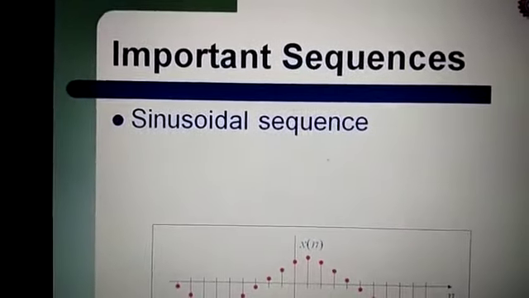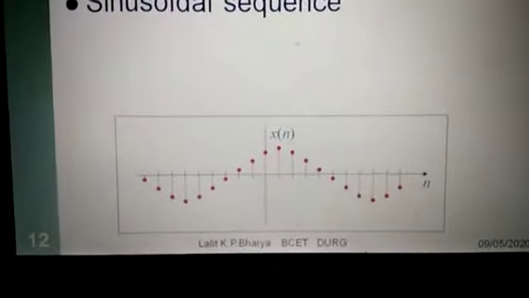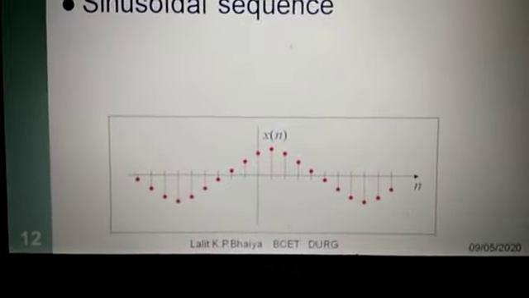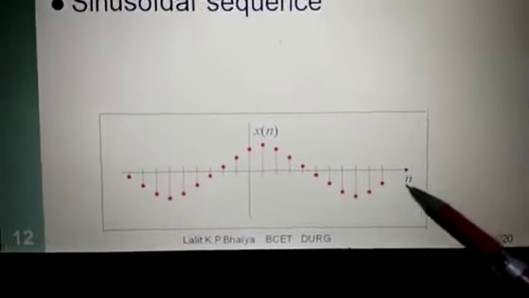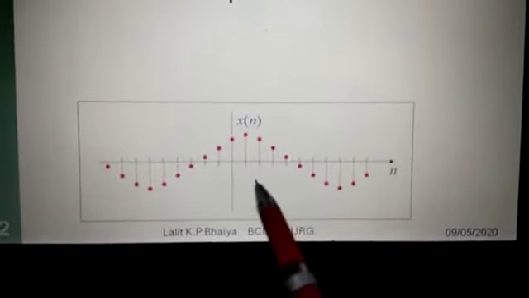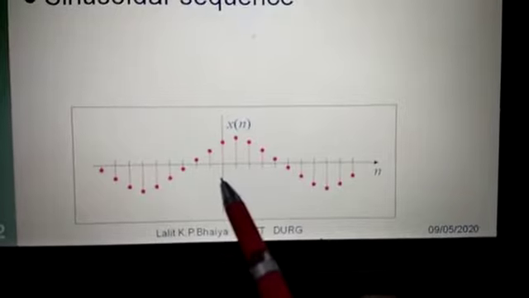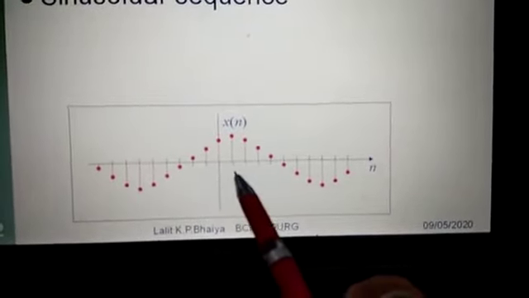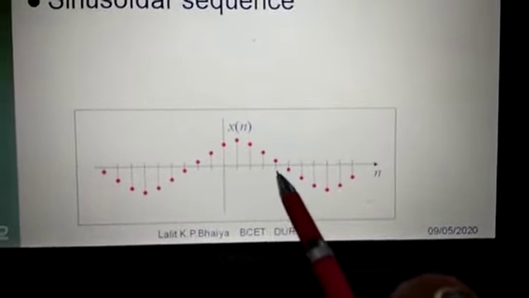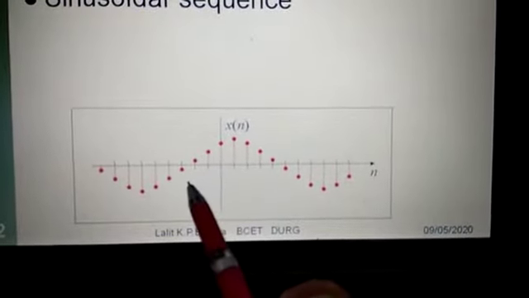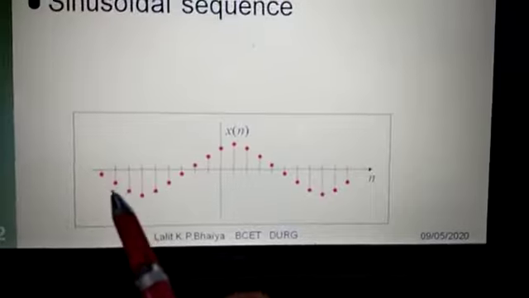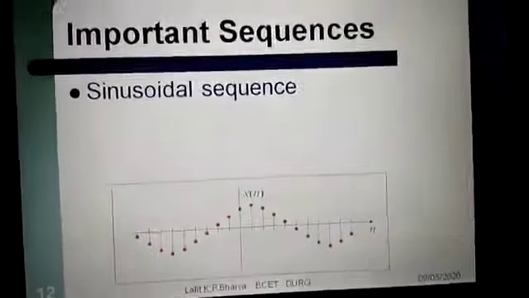And then sinusoidal sequence. As usual in our time domain, we can represent this sinusoidal sequence continuously like this. Here in discrete time, these times are discrete. This is n is equal to 0, this is n is equal to 1, n is equal to 2, n is equal to 3, n is equal to 4, 5. Similarly, n is equal to minus 1, minus 2, minus 3, minus 4, minus 5.